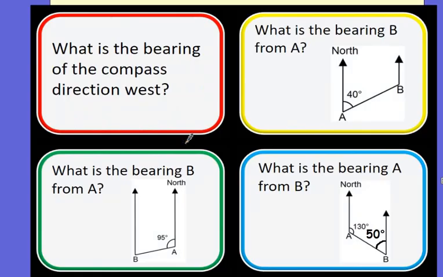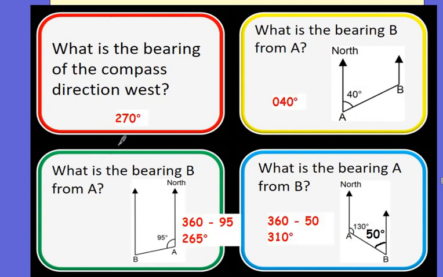Okay, one final set of questions for you. What is the bearing of the compass direction west? What is the bearing of B from A? So starting at A, what's the bearing of B? For the next one, what is the bearing of B from A this time, if I've been given this angle? And finally, what is the bearing A from B? So this time we're starting at B. What's the bearing of A? Pause the video for 10 minutes and work out those 4 questions for me, please.